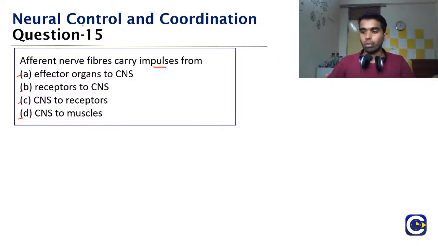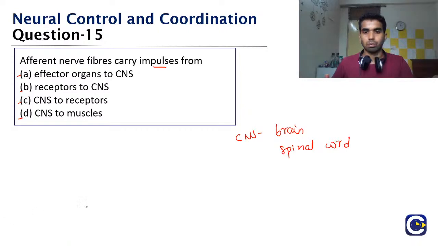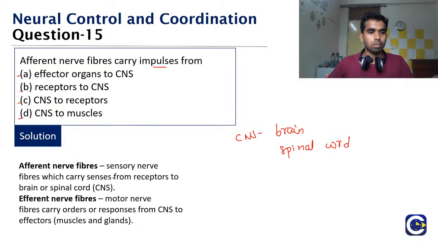So there are two types of fibers in the peripheral nervous system. The central nervous system is made up of the brain and the spinal cord, and all the other nerves in the body apart from the brain and the spinal cord are made up of the peripheral nervous system, and they have two types of fibers. One is the afferent fiber and the other one is the efferent fiber. So Akshay, you are saying that it is option C. Let us see. Actually, you are right, but the order is wrong.